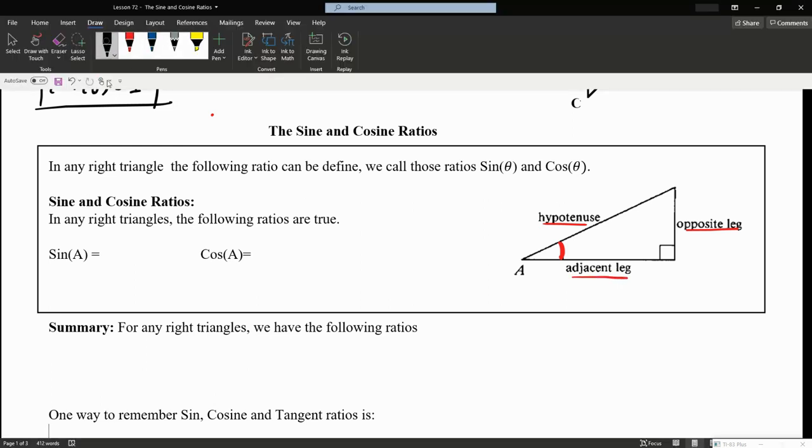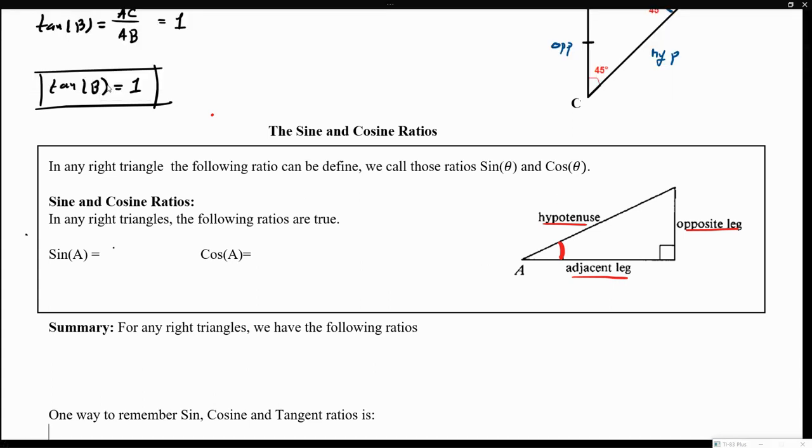The way we're going to define the sine of an angle is that it will always be equivalent to the opposite over the hypotenuse. If we want to find the sine of angle A, we get the opposite leg and divide it by the hypotenuse. So sine is opposite over hypotenuse. Now for cosine, it will be equivalent to the adjacent over the hypotenuse.